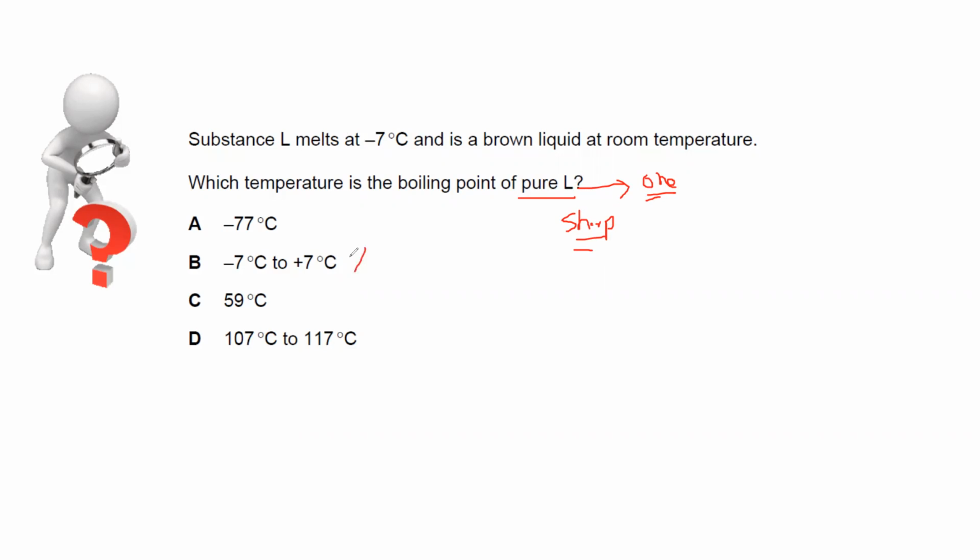So it cannot be B or D. Why can it not be B or D? Because B and D are a range of temperatures. That's why it's totally wrong. So B and D are totally wrong answers.